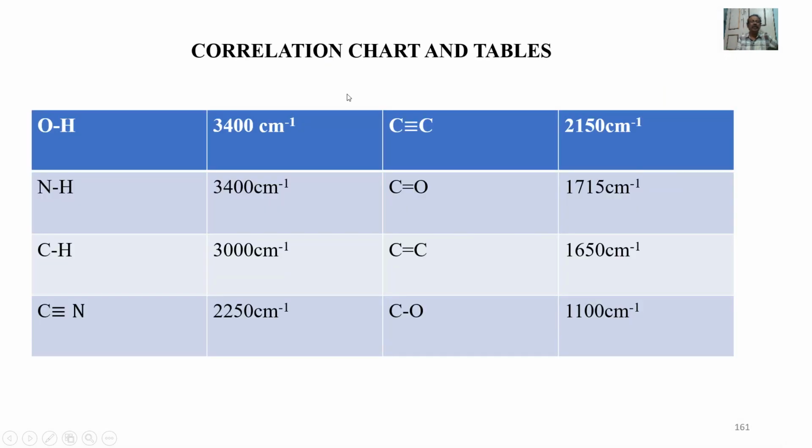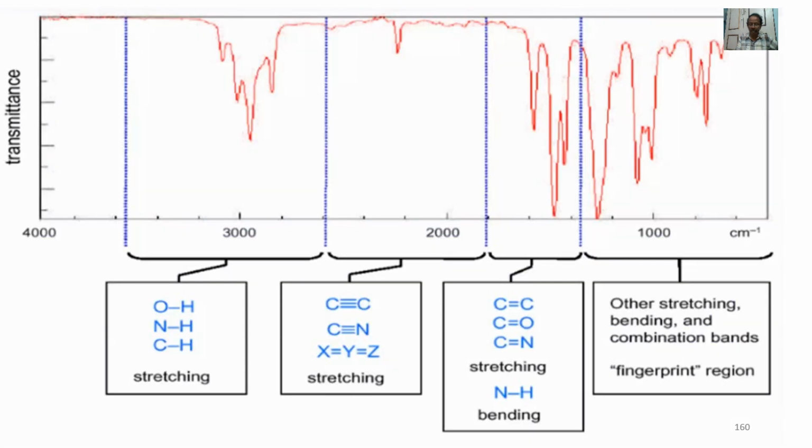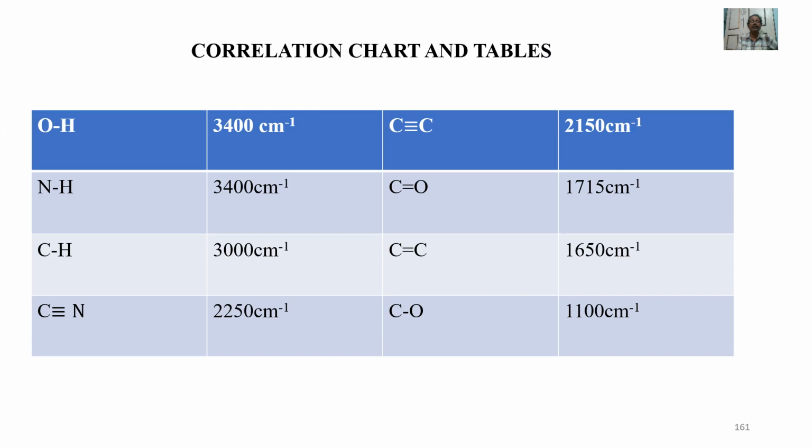Either we can look at the earlier reference figure, or we can have the correlation shortened table. Here it is given as 8 things, but at least we need to learn 4. OH stretching lies at the wave number 3400 per centimeter. NH also lies at 3400. How to differentiate these two?